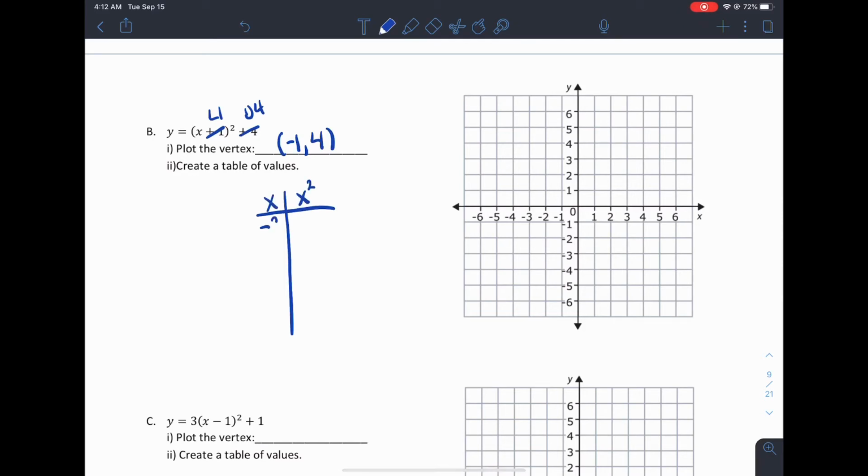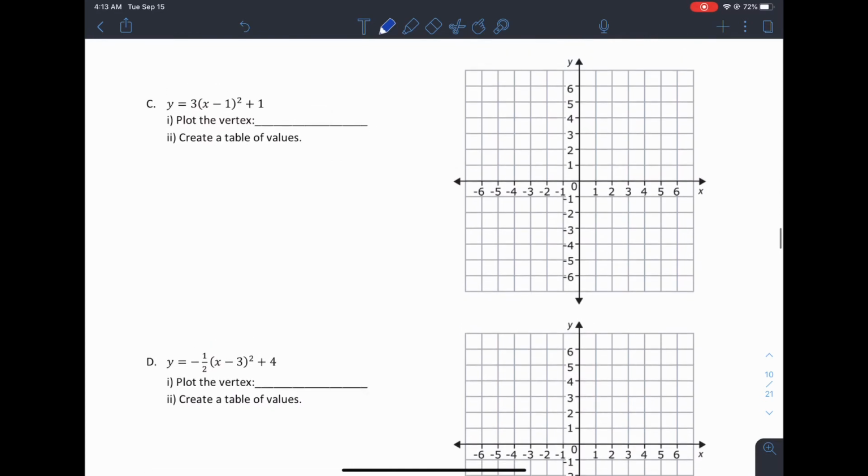Negative 2, negative 1, 0, 1, 2. This isn't different, right? So now I just go to negative 1, up 4. And I go right 1 up 1, right 2 up 4. I'll go a little bit off, but we'll live, right? And keep going with that. And we have another parabola. And there you go. This is actually pretty easy.